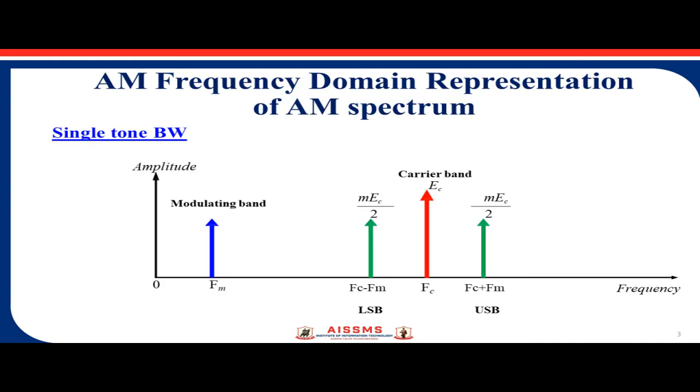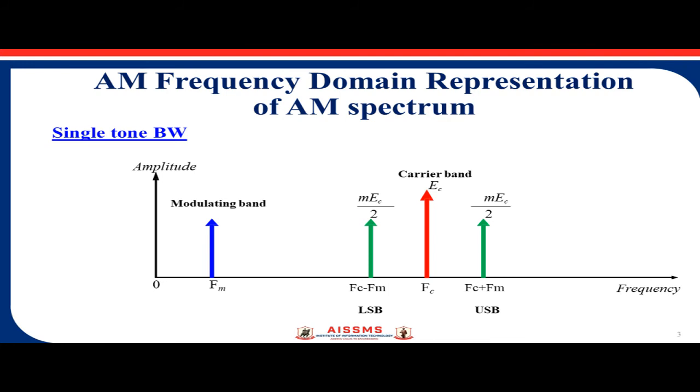This is the representation of the amplitude modulated signal in frequency domain. We also call it the AM spectrum. It is the frequency domain representation of the amplitude modulated wave, where on the x-axis we have frequency and on the y-axis we have amplitude representation.